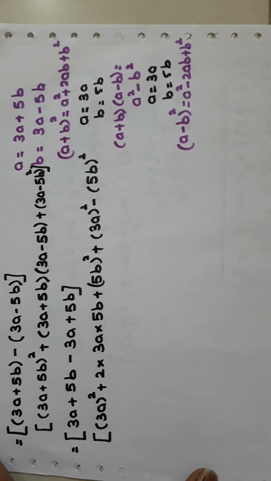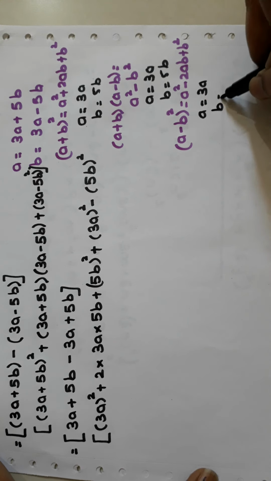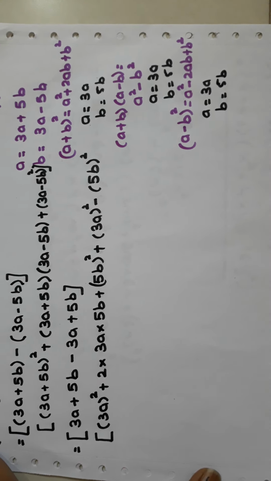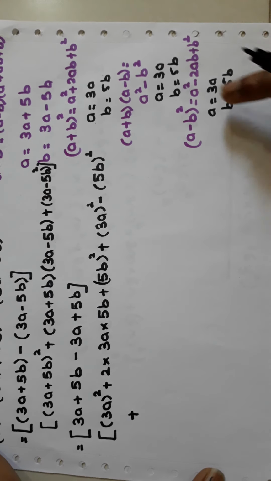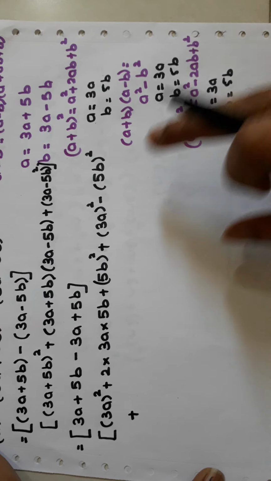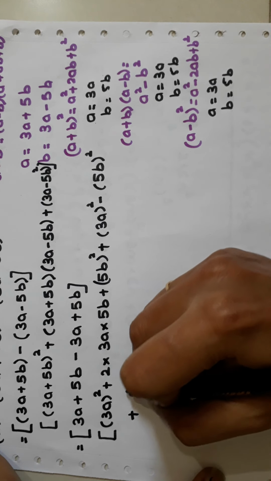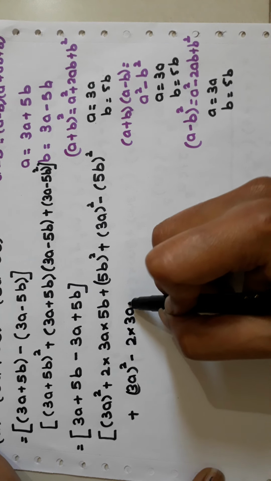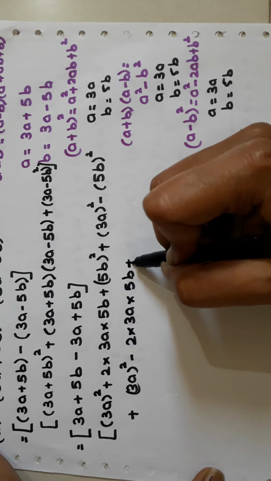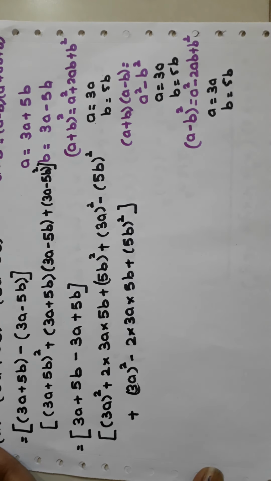So in this case, a is the same 3a and b is 5b. So I'll write it down, plus, I am directly using the formula. a square means 3a the whole square, minus 2 into 3a into 5b, plus 5b the whole square, and this square bracket is complete.